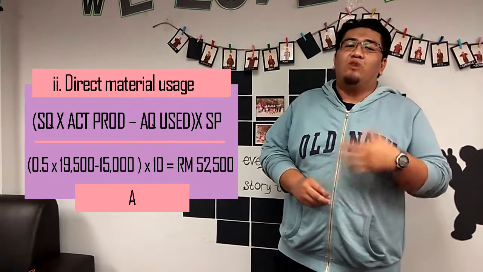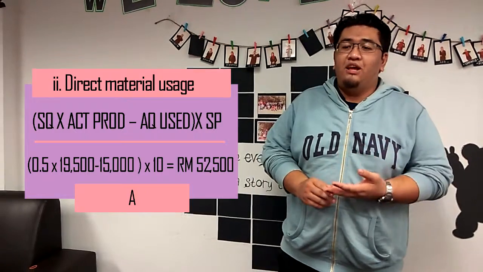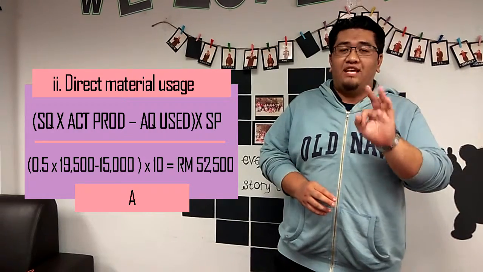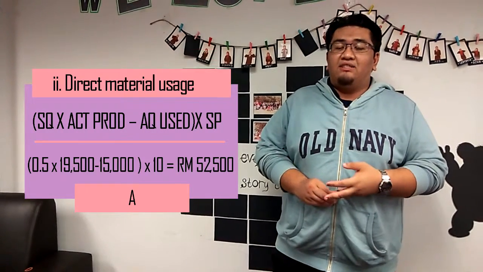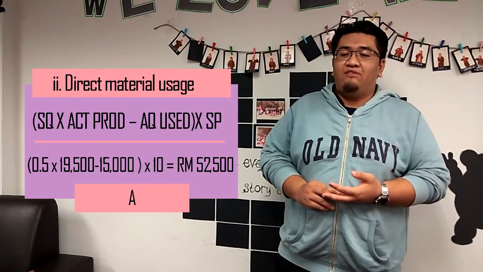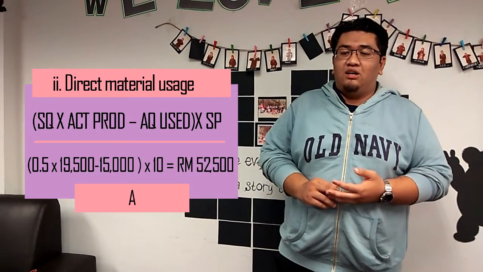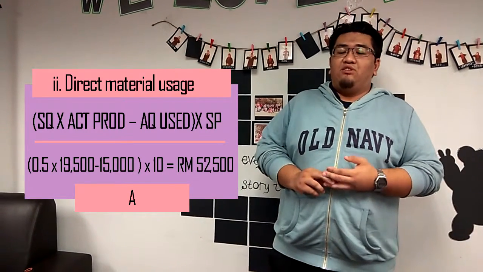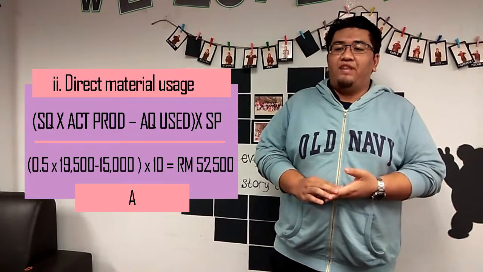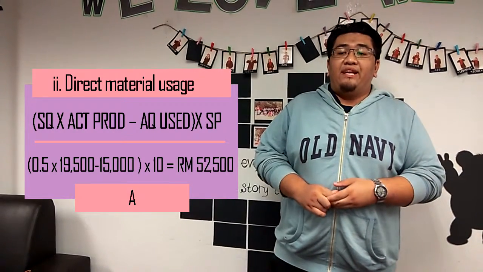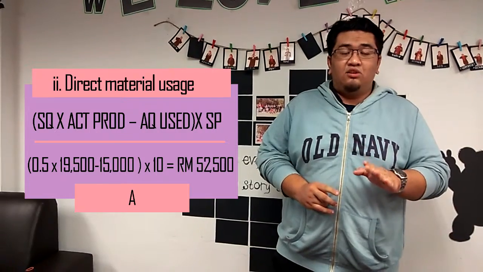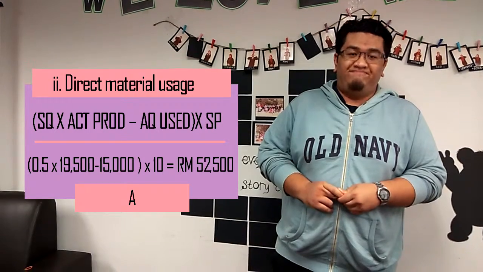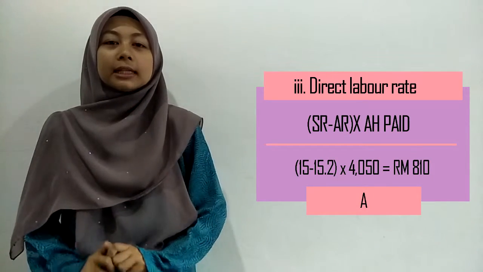Next is direct material usage. So the formula is standard quantity multiply with actual production minus actual quantity used. All of these elements we multiply with the standard price. So for the standard quantity, that is 0.5, we times actual production, that is 19,500, minus the actual quantity used, that is 50,000, and all of this we multiply with 10, our standard price. So we get negative 52,200. So that is the negative figure, so that is adverse.